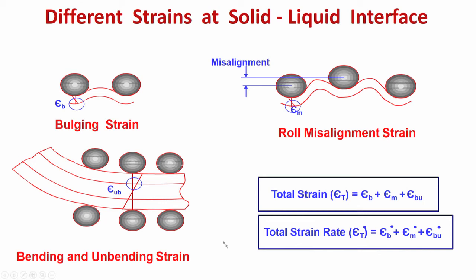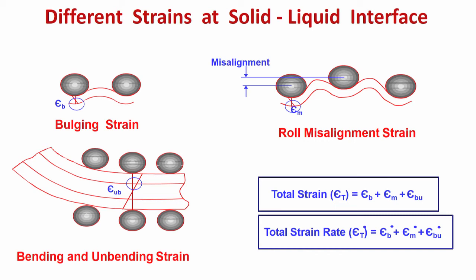Now, strain rate for all these three can be separately calculated: strain rate due to bulging, strain rate due to misalignment, strain rate due to bending unbending. All these three together will give us the total strain rate. So, total strain should not be much, and total strain rate also should not be much. These two should be less than the critical limits for a particular steel. When we are in that range, then we are safe, and the chances of crack formation will not be there.